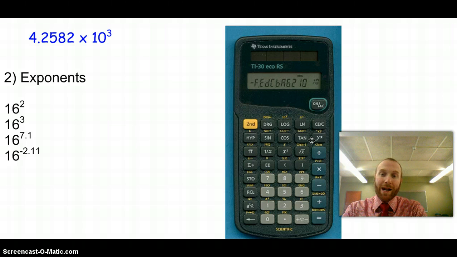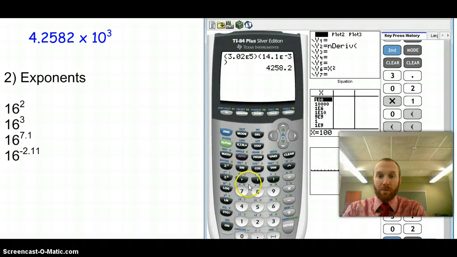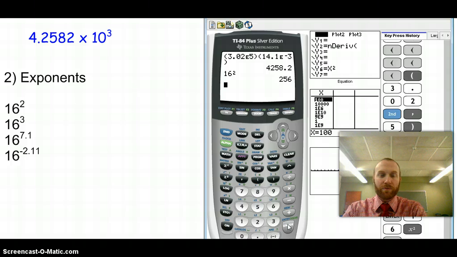Some of you are going to have to put in the 16, then hit the button, and then the exponent. And some of you are going to have to put in the exponent first, and then the base to get your answer. So here are the four answers that you should be able to get. On my calculator, obviously it looks a little bit different, but it'll be 16 squared, of course. You're able to use the square button, no problem. 256.